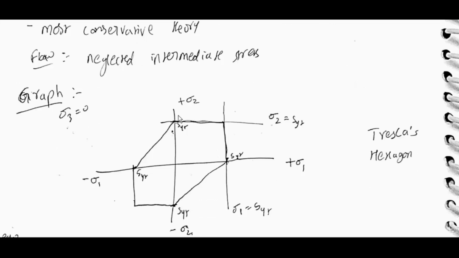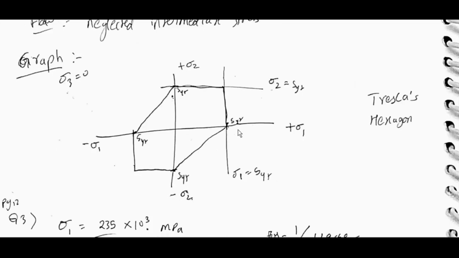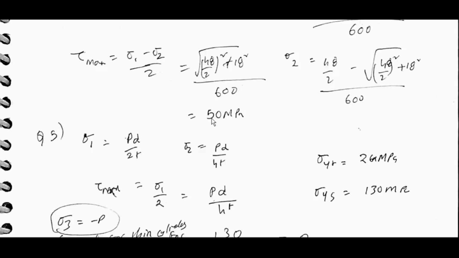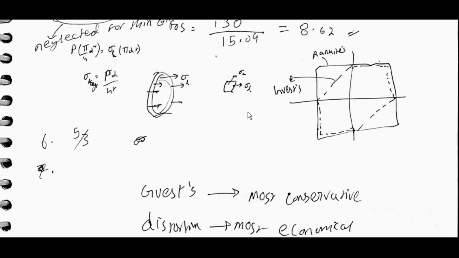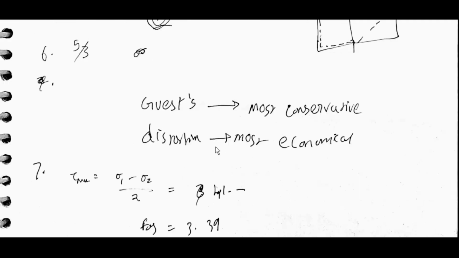Graph: sigma 2 is equal to SYT, sigma 1 is SYT, then Tresca's hexagon. Guest's is most conservative, distortion is most economical. It is conservative because it is completely inside all those others.